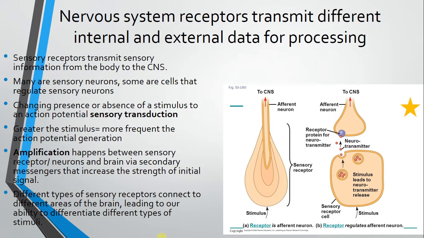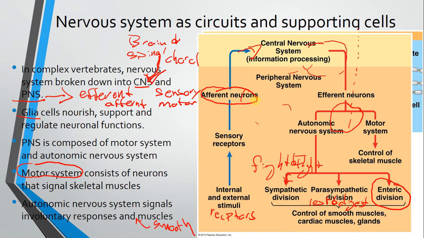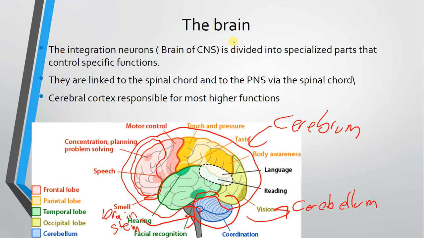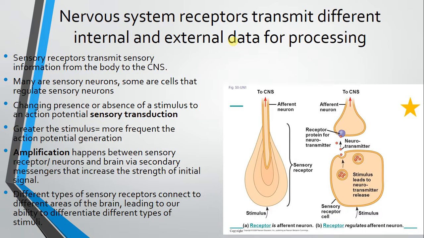Nervous system receptors transmit different internal and external data for processing. Sensory receptors transmit sensory information from the body to the CNS. So we're talking about this section, sensory receptors: how we sense information, internal and external. Many of these receptors are sensory neurons, so actually neural cells, but some are cells that just regulate sensory neurons.